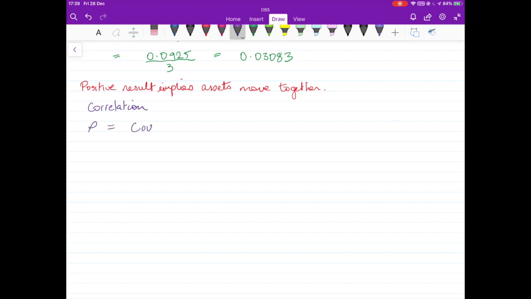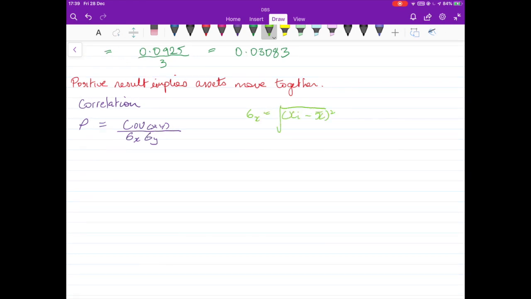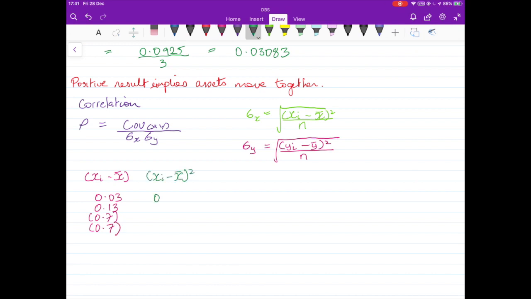Okay, so in terms of the correlation then, that is the covariance divided by the standard deviation of the first asset and the standard deviation of the second asset. And so we can just work out the standard deviation of the second asset and the first asset by taking the already calculated xi minus x bar and yi minus y bar, squaring them, dividing them by 4, and then getting the square root. We have the standard deviation. So we'll do that for xi minus x bar squared first, and we get the sum of it. We can get the square root in a minute.